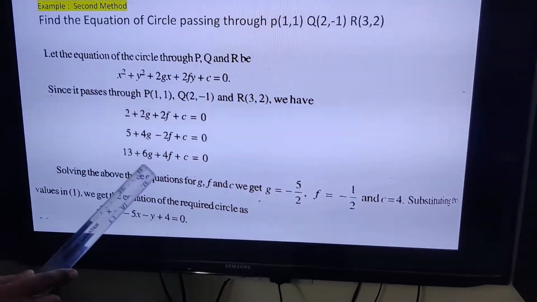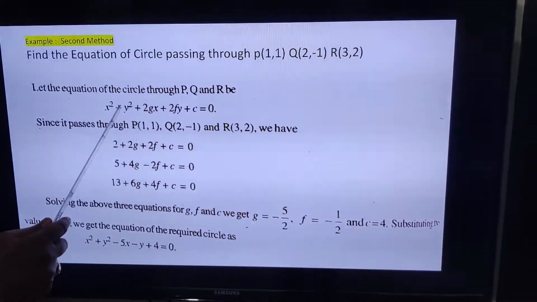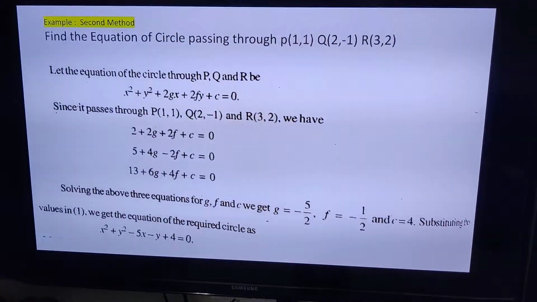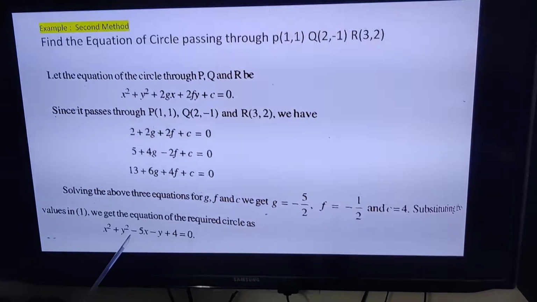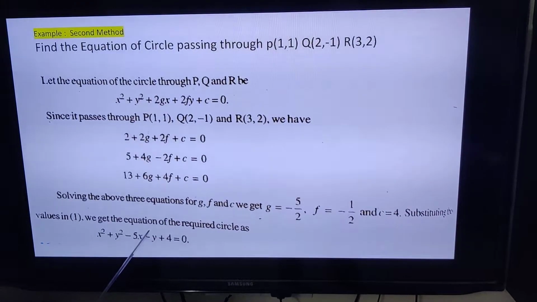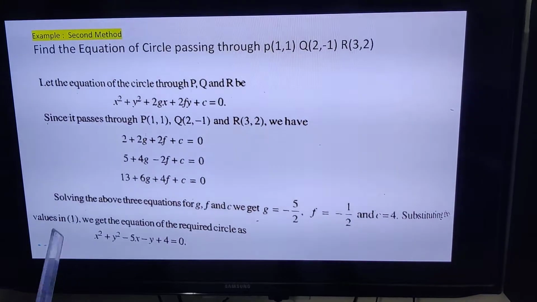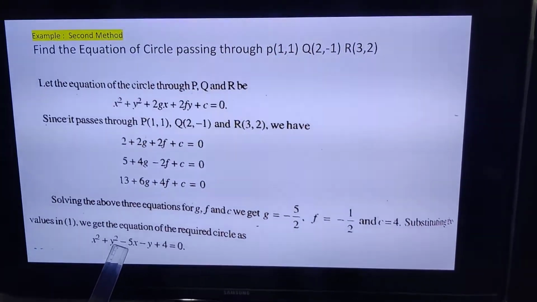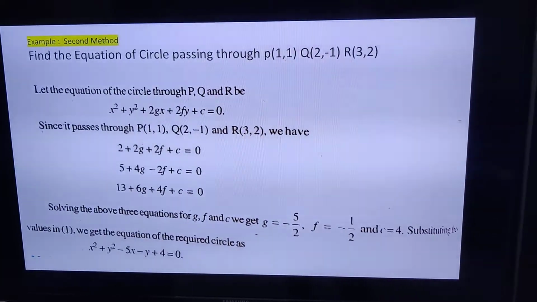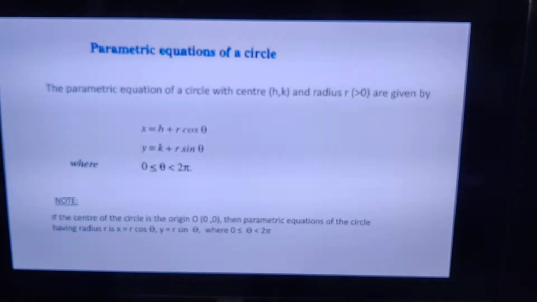After finding these g, f, c values, we substitute these three values in the general equation: x square plus y square plus 2gx plus 2fy plus c is equal to 0. We get the equation of the required circle: x square plus y square, 2 into -5 by 2 into x, plus 2 into -1 by 2 into y, plus c becomes 4. The 2s cancel, and we get x square plus y square minus 5x minus y plus 4 is equal to 0. We use these two methods to solve the problems.